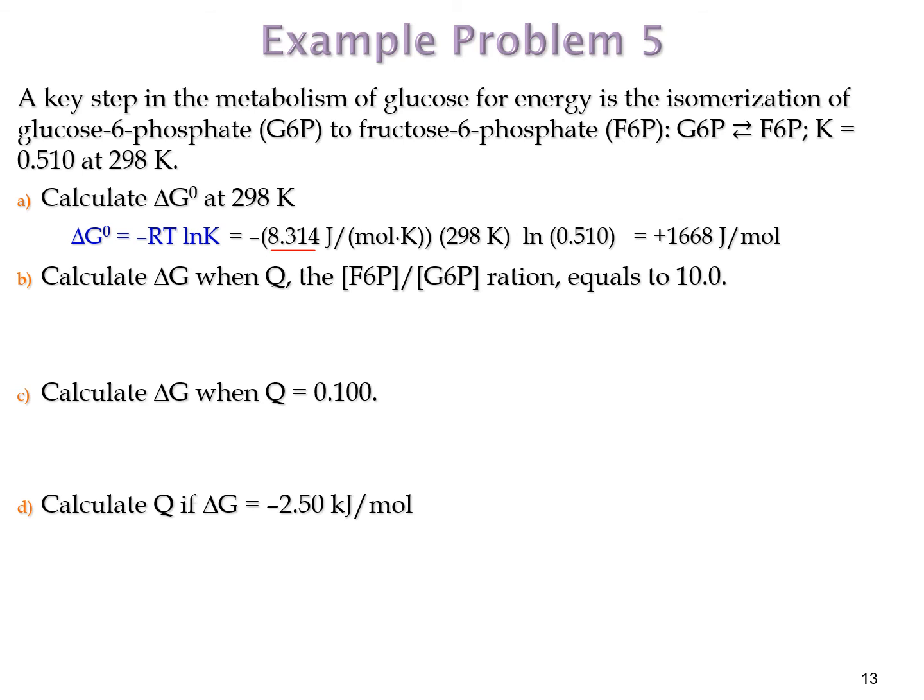Now we are asked to calculate delta G when Q, the reaction quotient for this reaction, equals 10. Remember, reaction quotient means product divided by the reactant. So F6P divided by G6P. I'm sorry, so that should be a ratio.